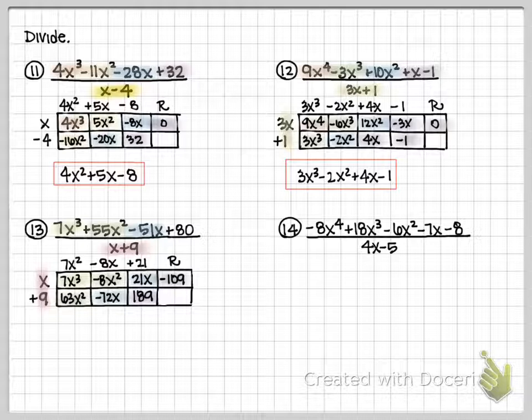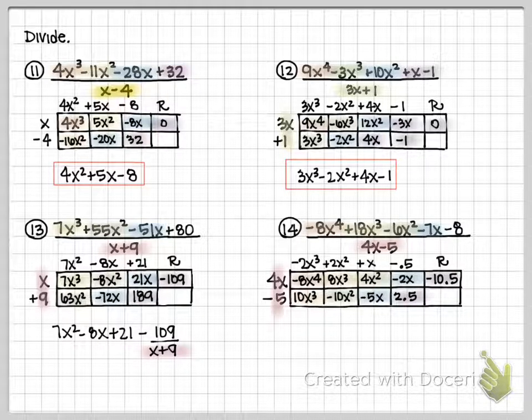Okay, so in this case, it looks like I do have a remainder, which is fine. We just need to make sure that we practice how we write that answer. So we're going to do across the top 7x squared minus 8x plus 21. Okay, now let's take a look at the remainder. The remainder is negative 109, and then a remainder always gets written over what you divided by in the first place. So in this case, it's the x plus 9 that we put out in front, which came from the denominator. Okay, see if you can do 14.